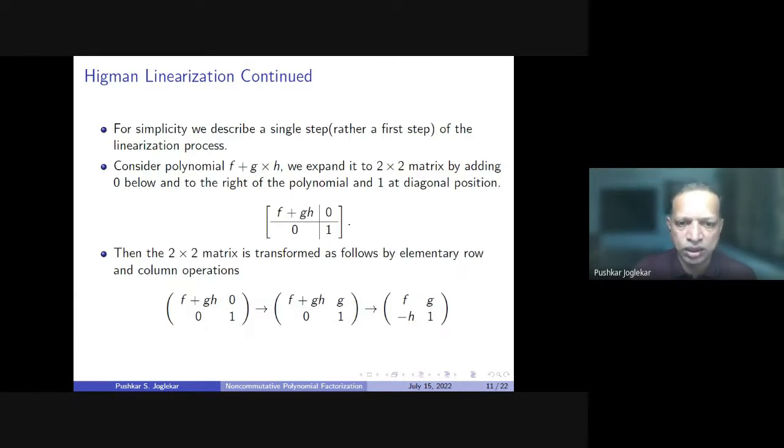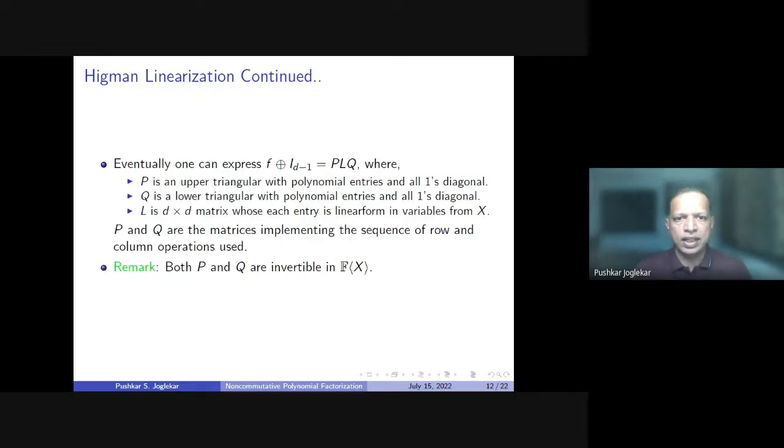If we continue this process, eventually we can express f ⊕ id_{n-1} as P times L times Q, where L is the final linear matrix obtained, P is the matrix obtained by combining all row operations, and Q is the matrix obtained by combining all column operations. It is easy to see that P is upper triangular and has all diagonal entries 1. Similarly, Q is lower triangular with all diagonal entries 1, and both P and Q are invertible matrices.